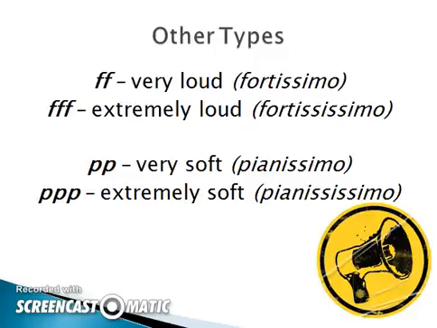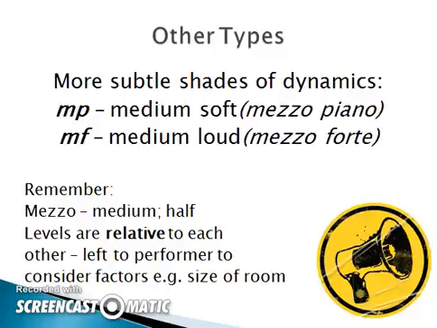The louder dynamics are fortissimo, indicated by two Fs, which tells us to play very loud. And fortississimo, indicated by three Fs, tells us to play extremely loud. The softer dynamics are pianissimo, indicated by two Ps, which tells us to play very soft, and pianississimo, indicated by three Ps, tells us to play extremely soft. Remember that these abbreviations are found just below the staff.